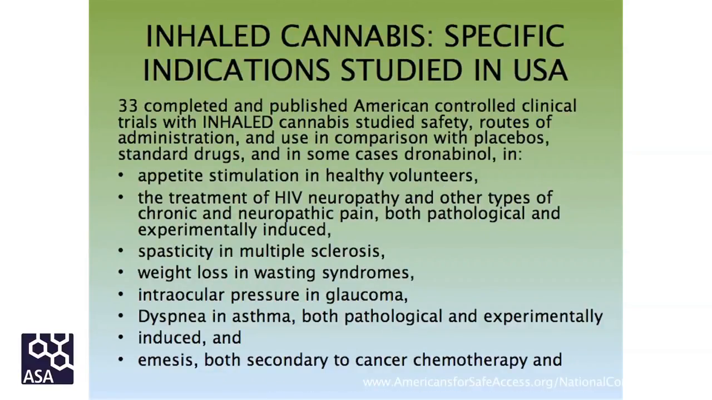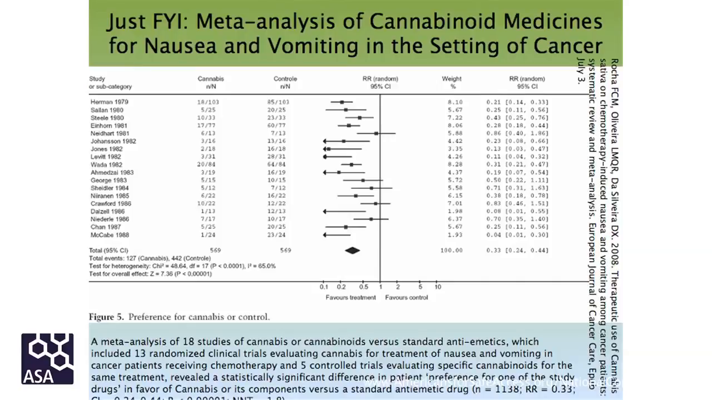So those 33 trials looked at appetite stimulation, HIV neuropathy, other forms of neuropathic pain, spasticity, weight loss, glaucoma, asthma, vomiting, and nearly all showed benefits favoring inhaled cannabis. You can even stand up all the different human trials for nausea and vomiting. These are called meta-analyses, systematic reviews, and you can add up all trials and show that they favor treatment. This is a higher level of evidence-based medicine that kind of proves this point.